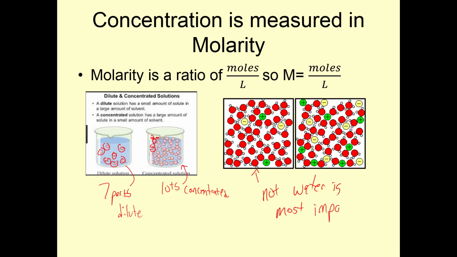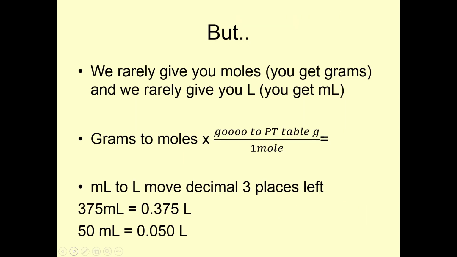So, for example, if you get a Gatorade, the flavoring is the most important part, right? Not the water. I mean, I know it needs the water, but we focus on the flavoring. So we talked about the formula for molarity is moles over liters. But we rarely give you moles, you get grams. And we rarely give you liters, you get milliliters.